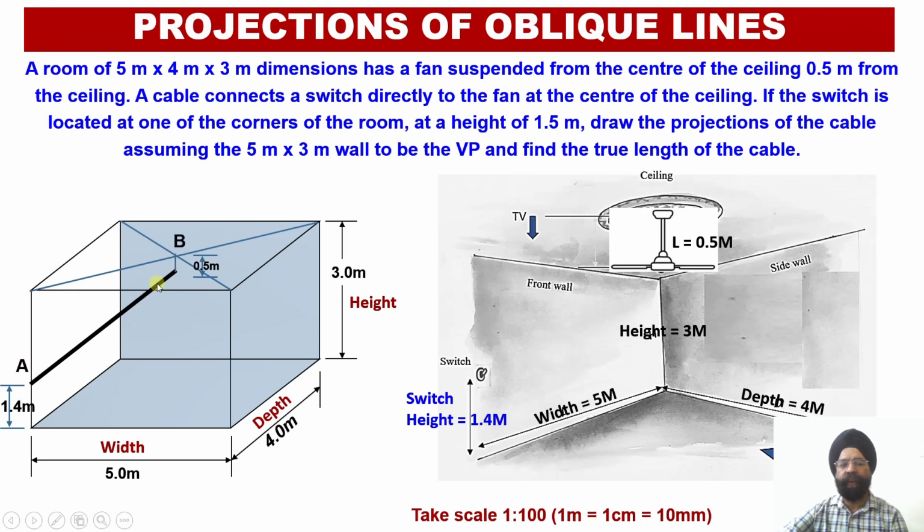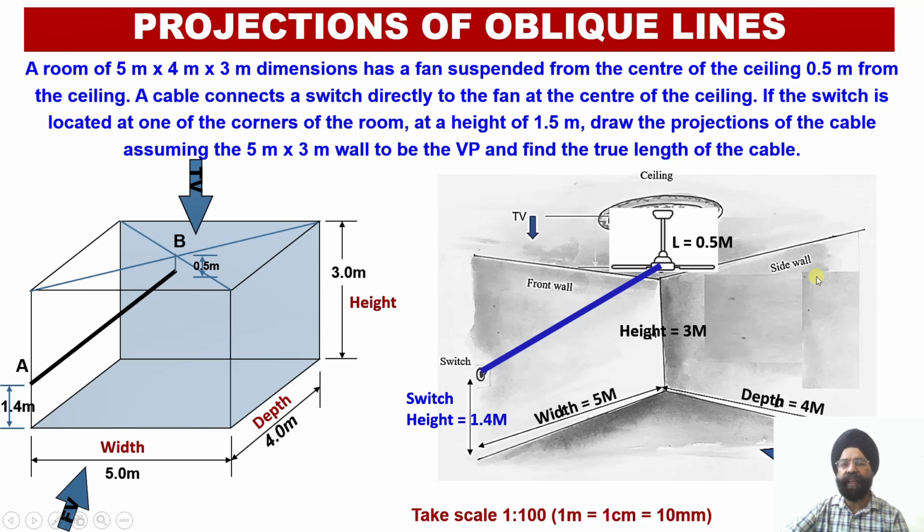So we need to evaluate the distance between these 2 points, A which represents the switch and B which represents the location of the ceiling fan. In the 3D also you can check, this is the location of point A, and this is the location of point B. So the length of this electric cable as well as its inclinations with HP and VP need to be evaluated.